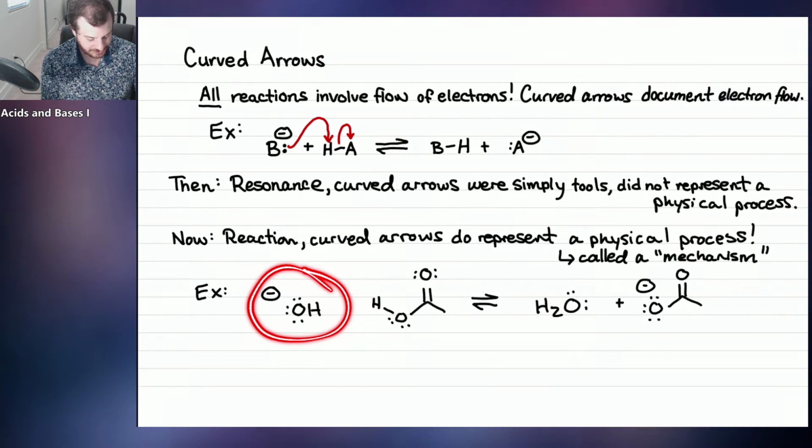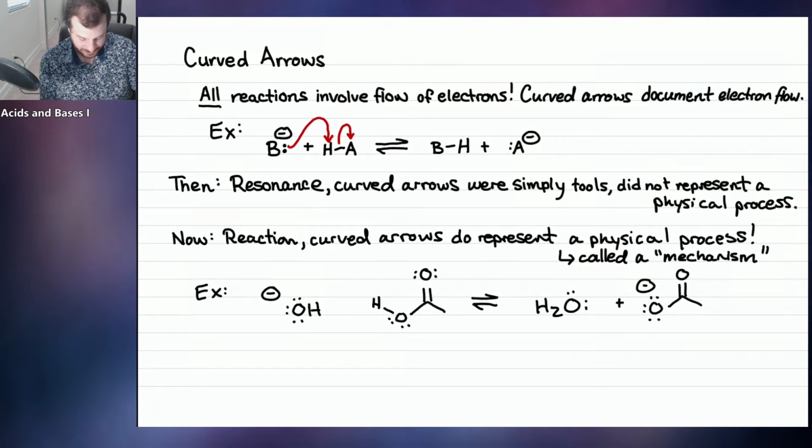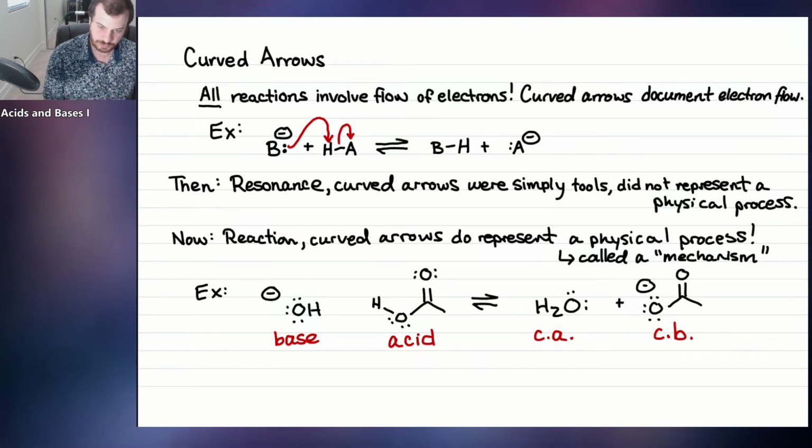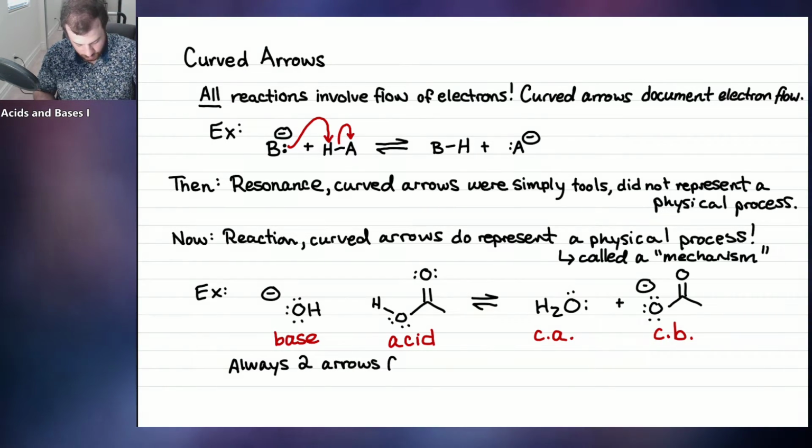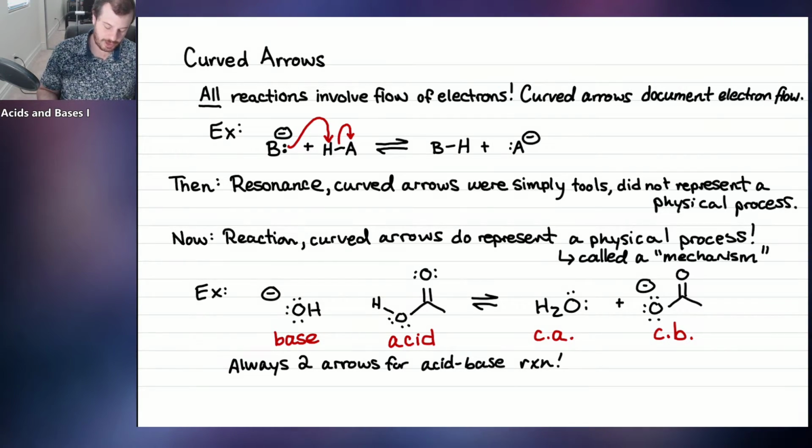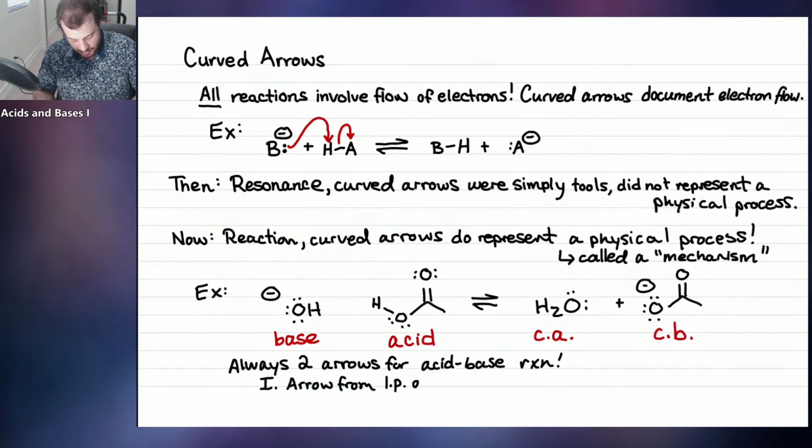Okay, let's start by identifying the roles in this reaction. So take a look at our hydroxide. What is it doing? It's gaining a proton, so that means it's the base. Let's take a look at the acetic acid. It's losing a proton, so it's going to be our acid. The base becomes the conjugate acid, and the acid becomes the conjugate base. Now, to draw the arrows for an acid-base reaction, there's always two of them. Always two arrows for an acid-base reaction. Arrow number one is an arrow from the lone pair (LP) of base to the H, or proton, of acid.